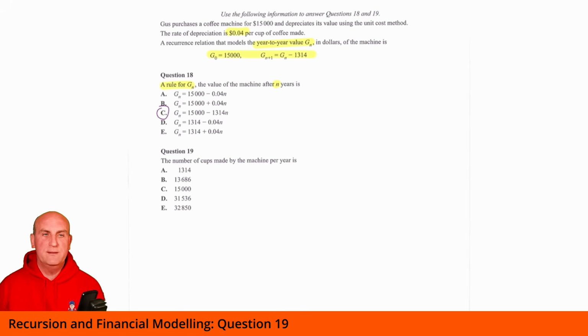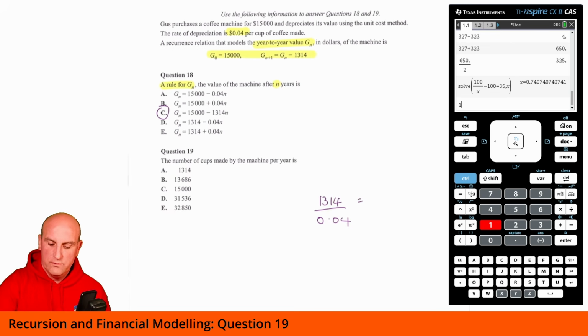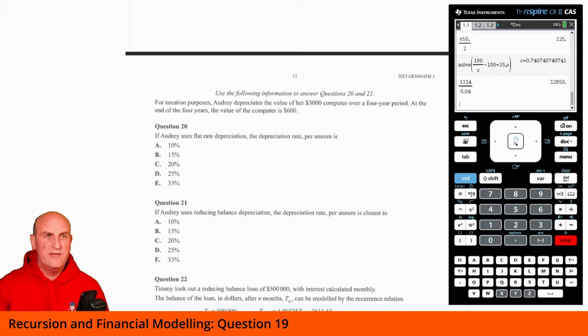The number of cups made by the machine per year is, okay, and I've seen this type of question on the previous VCAA exam. So it's $1,314 divided by 0.04, because it's 4 cents per cup. So if I now go 1314 divided by 0.04, I get 32,850. So I'm going to go E as my answer there.